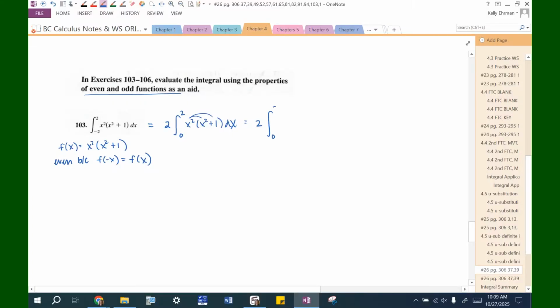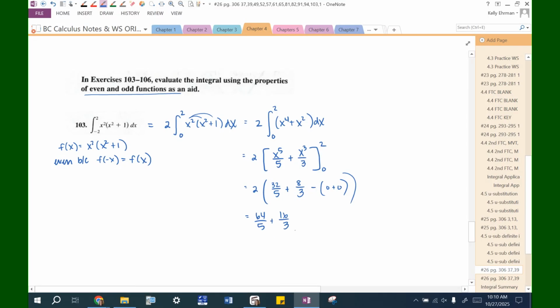So 2 times the integral from 0 to 2 of x to the 4th plus x squared times dx. The integral of x to the 4th is x to the 5th over 5 plus integral of x squared is x cubed over 3, from 0 to 2. This is 2 times 32 over 5 plus 8 over 3 minus 0 plus 0. That's 64 over 5 plus 16 over 3. And we could keep going on the math, but I'm just going to stop there in interest of time.